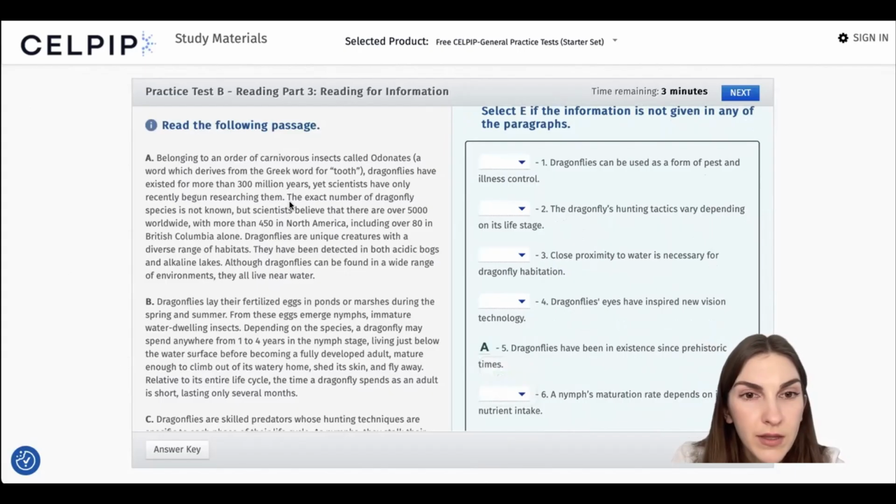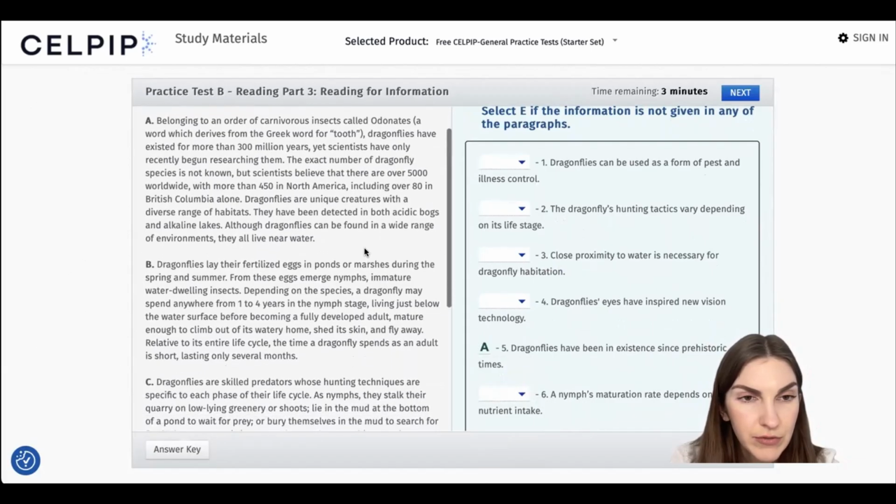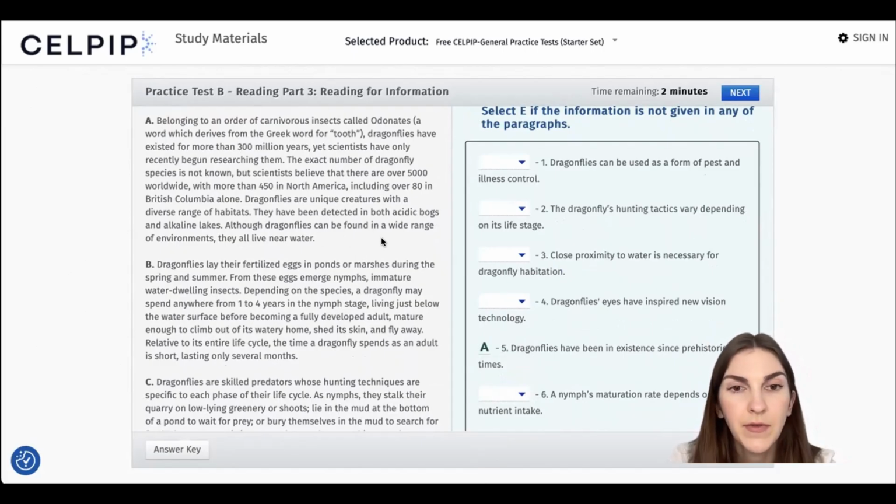The exact number of dragonfly species is not known, but scientists believe there are over 5,000 worldwide, including over 18 in North America, in British Columbia alone. Dragonflies are unique creatures with a diverse range of habitats. They have been detected in both icy and bog lakes. Dragonflies can be found in a wide range of environments. They all live near water.